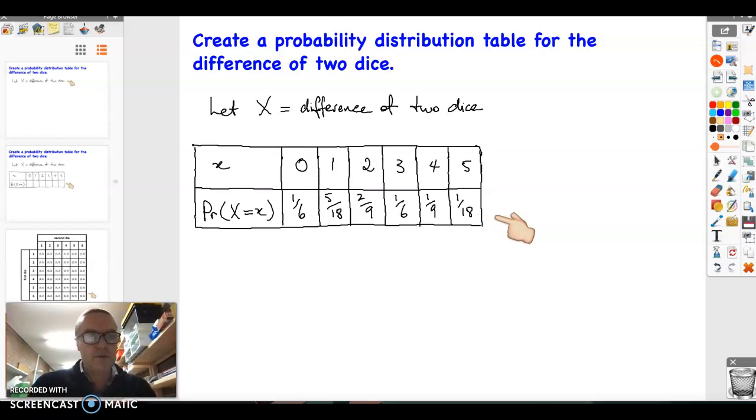So what a distribution table does is it lays out all of the possible values that that random variable can have and the probabilities associated with each one of those values.